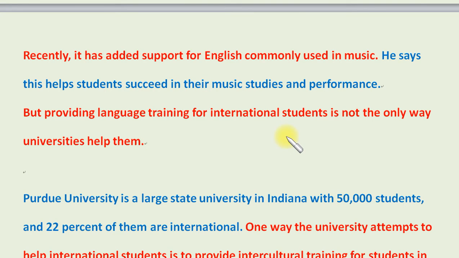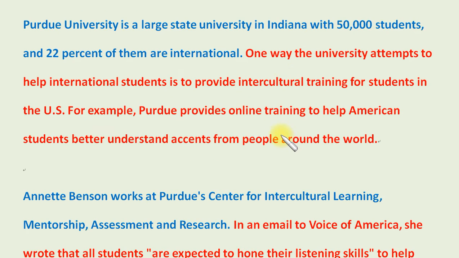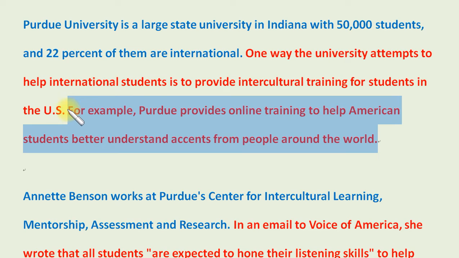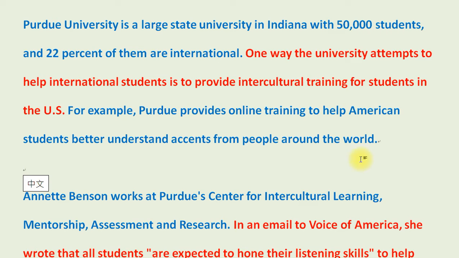But providing language training for international students is not the only way universities help them. Purdue University is a large state university in Indiana with 50,000 students, and 22% of them are international. One way the university attempts to help international students is to provide intercultural training for students in the U.S. For example, Purdue provides online training to help American students better understand accents from people around the world.